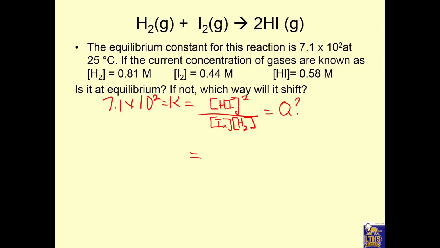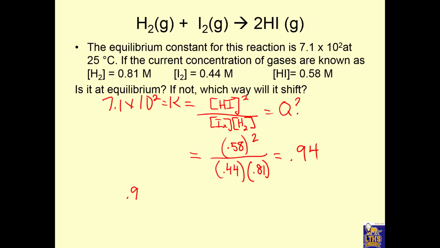and plug them in. So 0.58, we have to square that, divided by 0.41, which is I2, divided by 0.81, which is H2. Oh my goodness, I mixed those up. Come on, Harbin, get it together. Alright, so we plug those values in, and we find out the answer to that is, I did this already, 0.94. What does that mean?